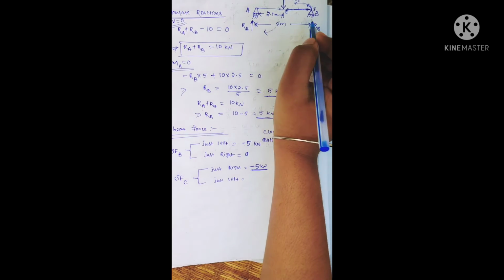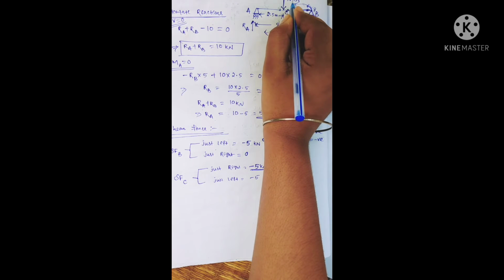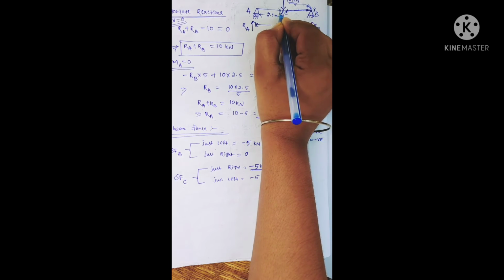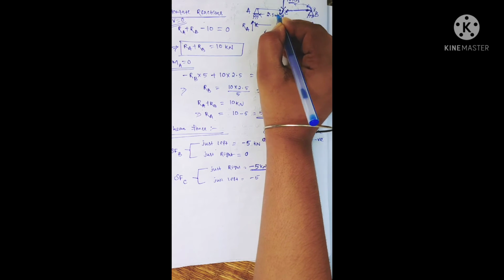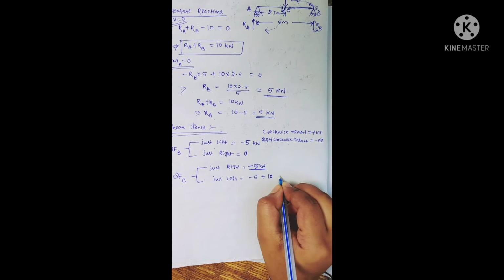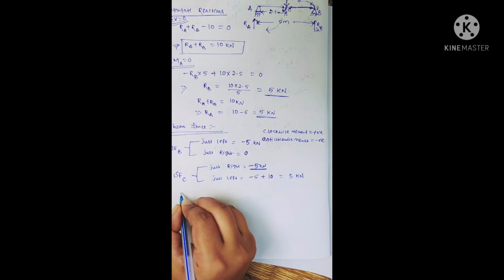Here the force is minus 5, then if we talk about the 10 kilonewton force, about that point this force is acting with which moment? Clockwise moment. So it will be plus 10 kilonewton, that will be plus 5 kilonewton.